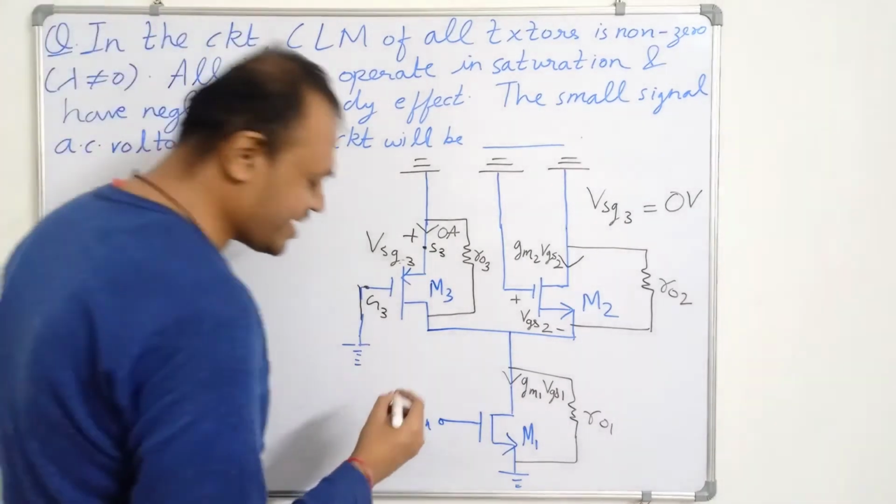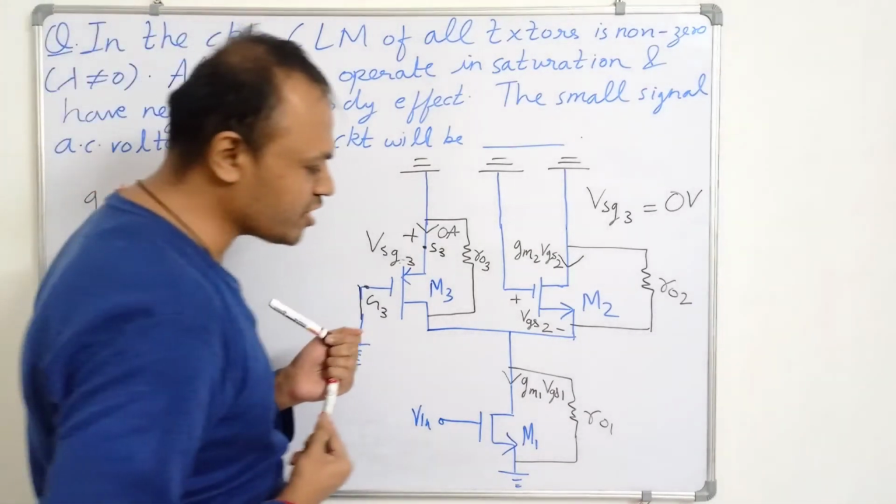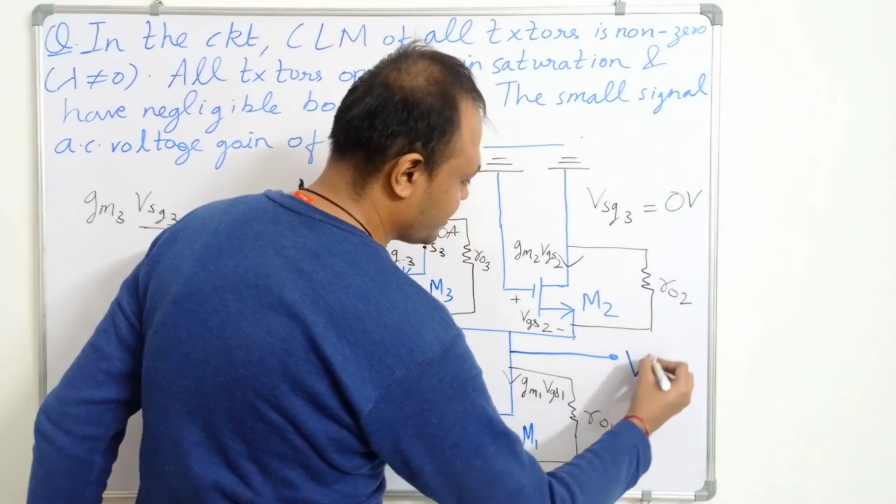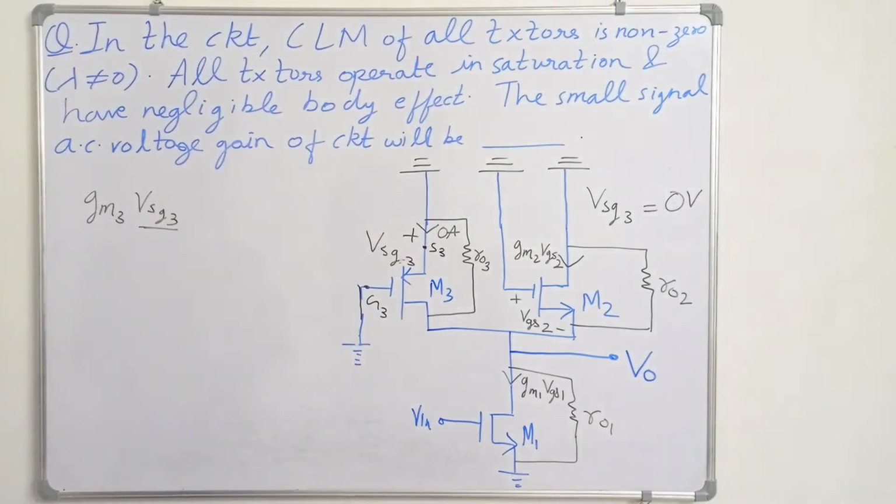Also the output is taken from here. I forgot to draw the output, so this is given in the question that the output is taken from here. So we have to find the small signal AC voltage gain. We have to find V0 upon Vin.